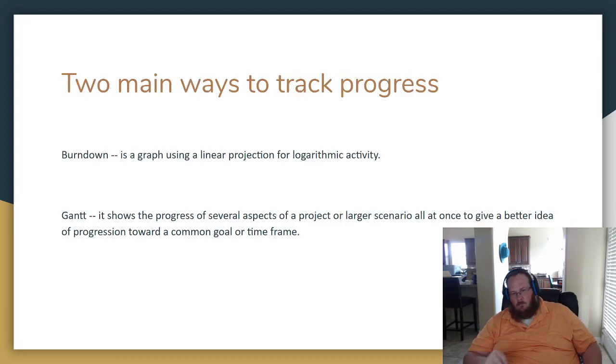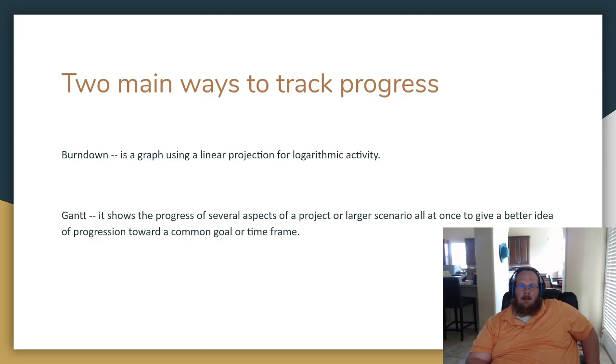Okay, we're almost done. I know we're at 45 minutes right now, but we're almost done. Two main ways to track progress, and they're not necessarily exclusive from each other. You can use them both in tandem. In fact, it's probably best if you use them in tandem.